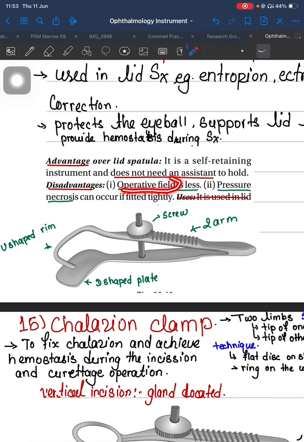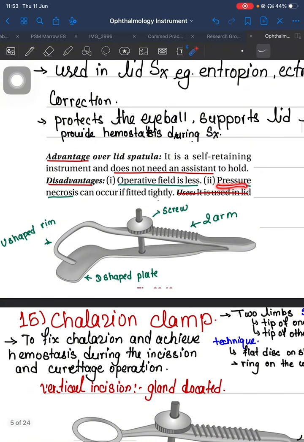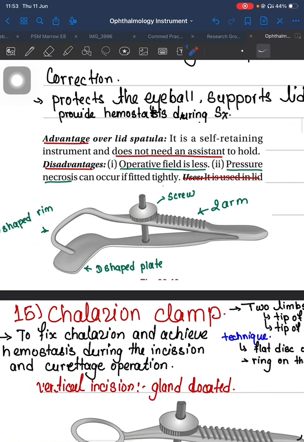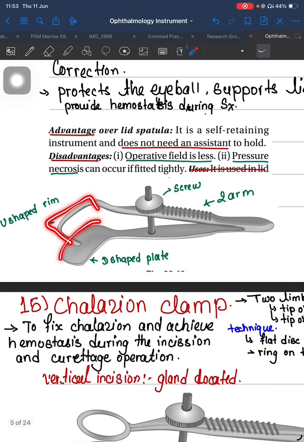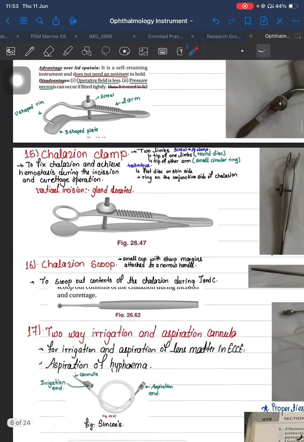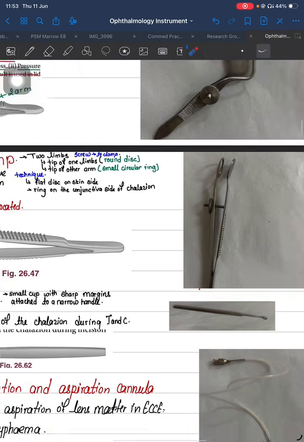There is operative field loss, as the instrument blocks the operative field, and if more pressure is applied, it may cause pressure necrosis. This is the U-shape rim, D-shape plate. This one is the screw, and these are the two arms of the lid clamp. Next one is the Chalazion clamp.